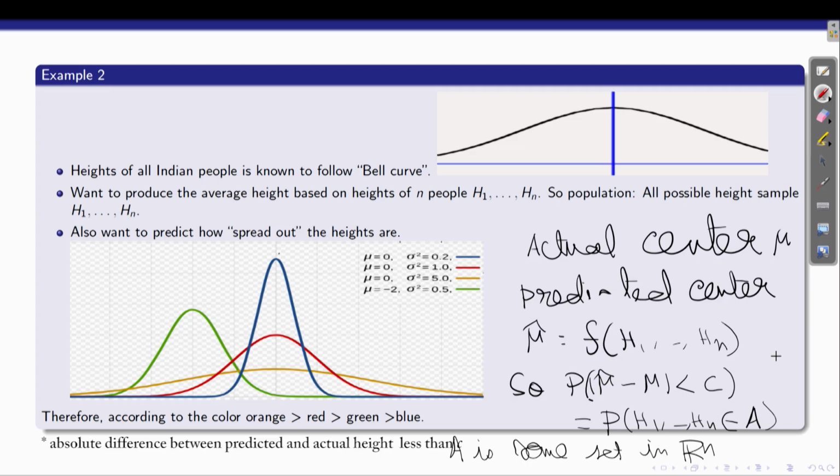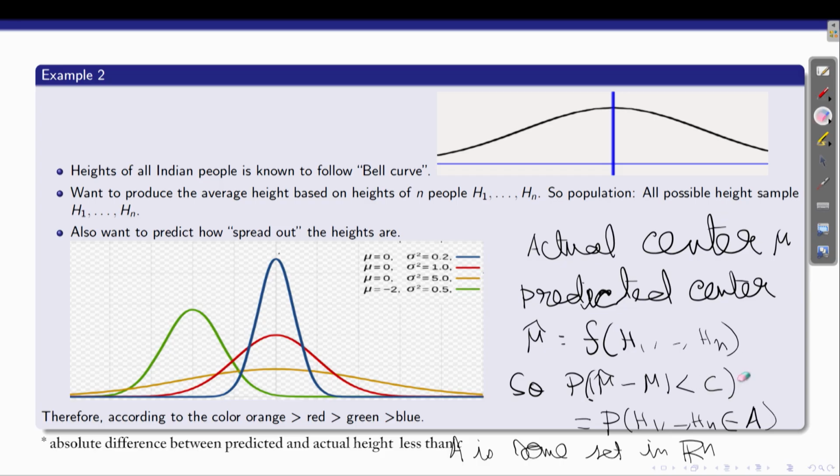Now, remember why this happens, because this is a function. This prediction you are doing is a function, you are doing a prediction based on this sample you have collected. When you are trying to guess how good the prediction is, you want to know what is the chance that the predicted height is less than or equal to some fixed number c.